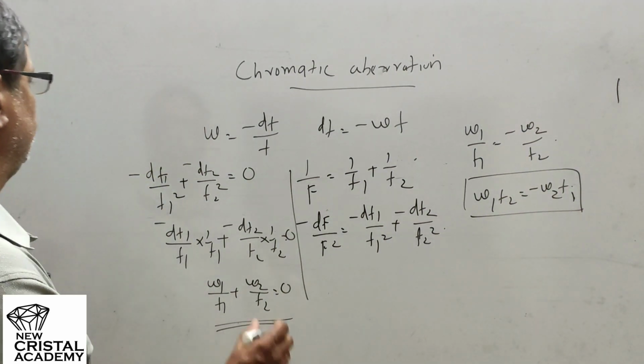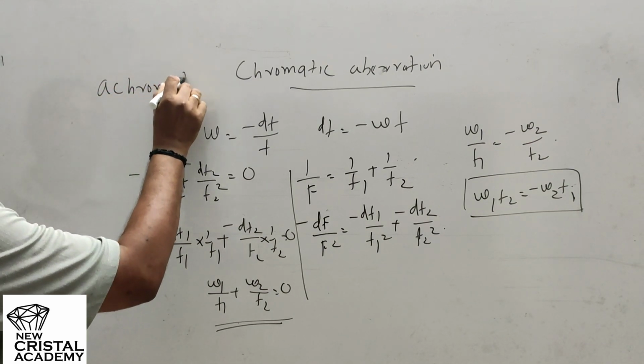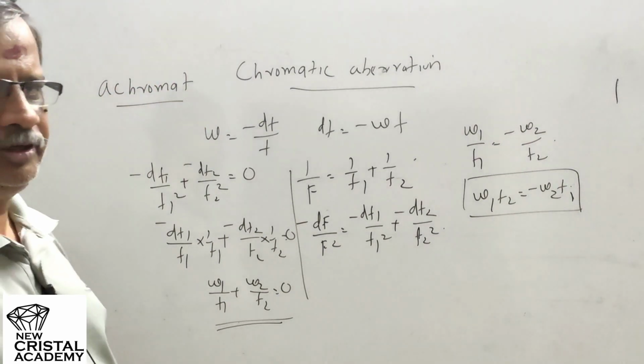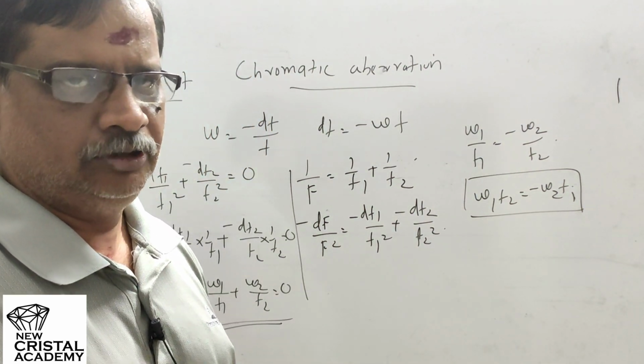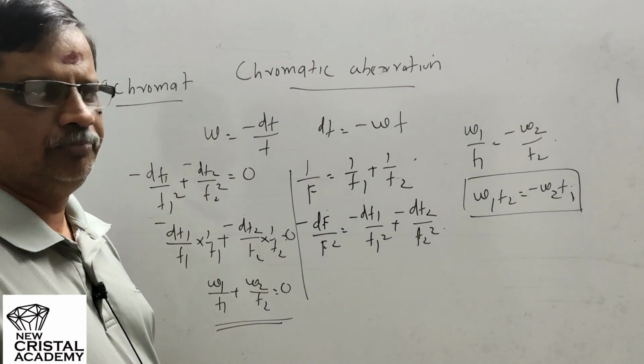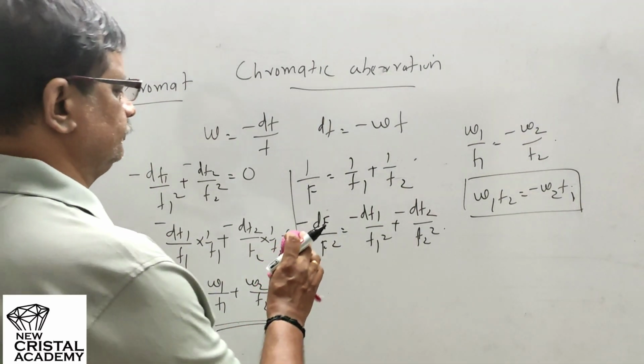And that type of combination is called an achromatic doublet or achromat. So an achromatic combination of two lenses means the combination will be free from chromatic aberration. We have seen that a single lens cannot be free from chromatic aberration. Now, how do we combine the lenses then?